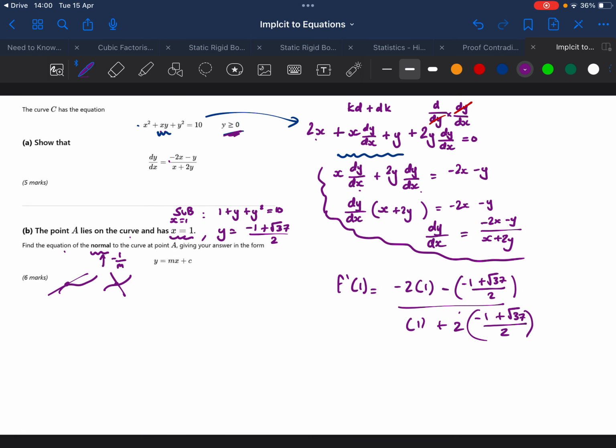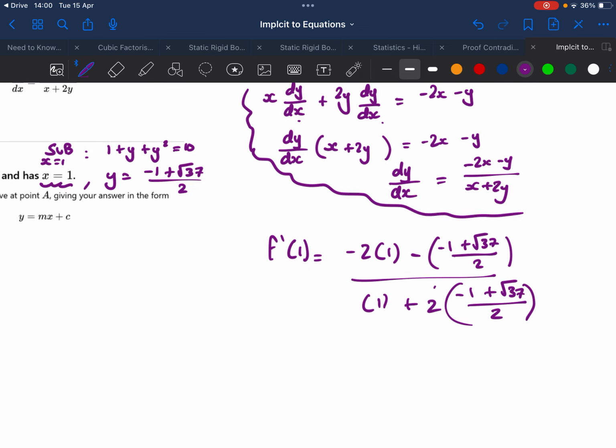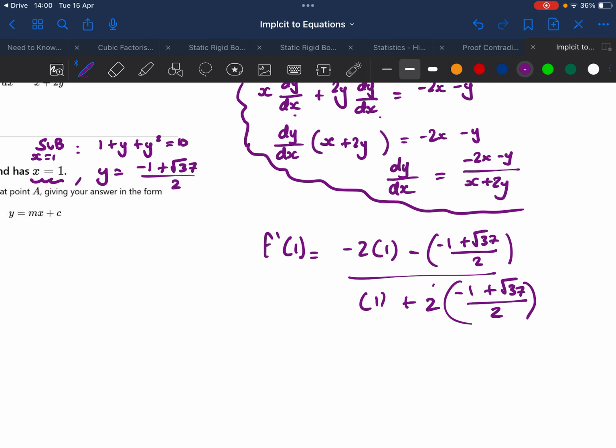Is it a show that question? No, it's not a show that. So what you might even do at this point is try this on your calculator. You might find that it's not quite as bad as it first looks, okay?